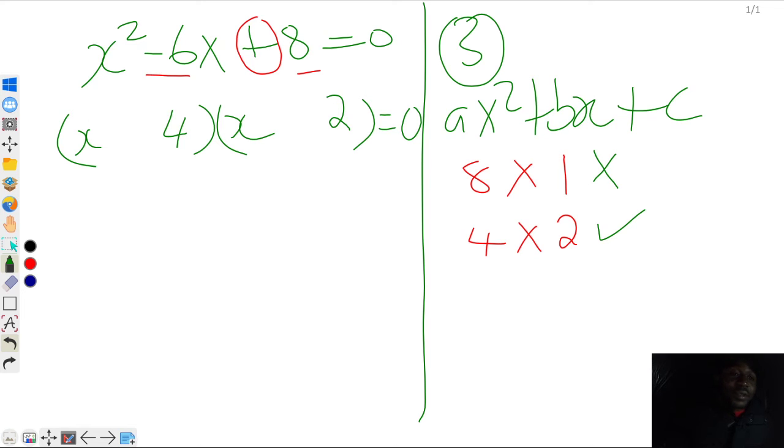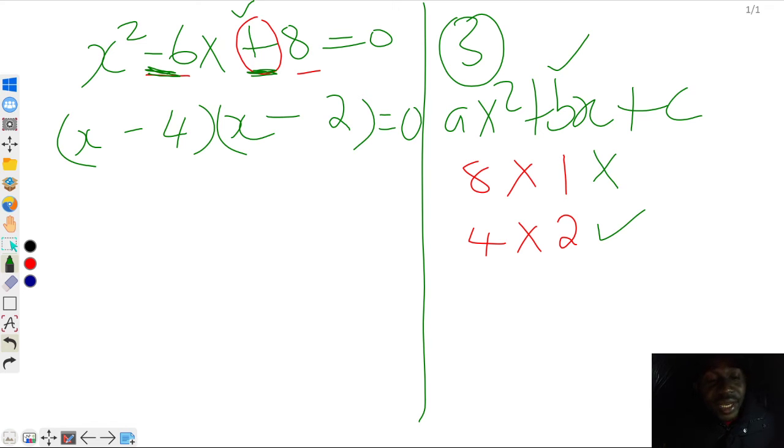When we have this plus sign here, it means the signs should be the same. So the sign that we're going to pick is the sign of the middle number. That is the sign of b here. So we are just going to write negative, because this sign tells us that they should be the same.